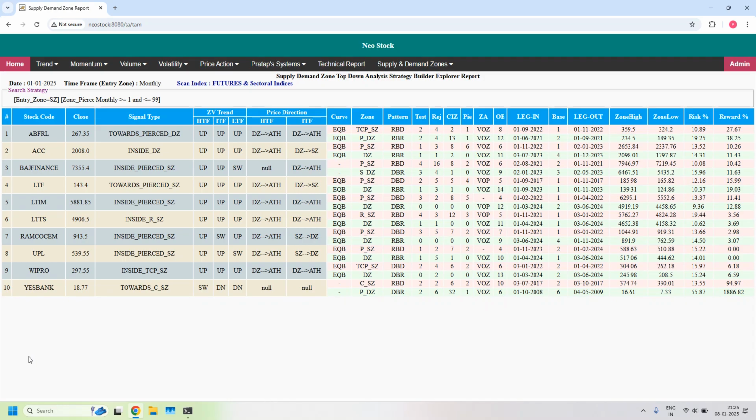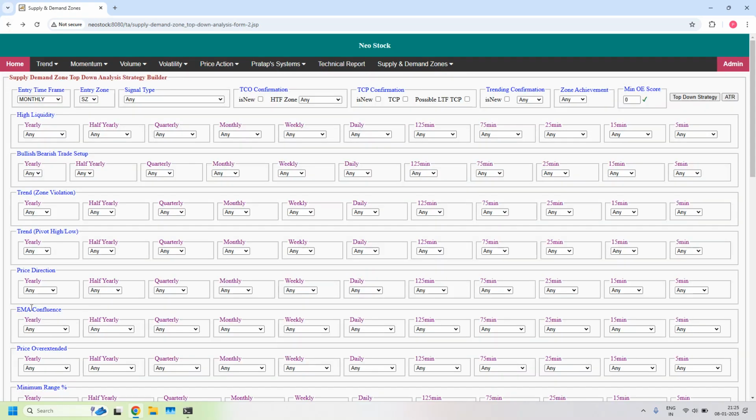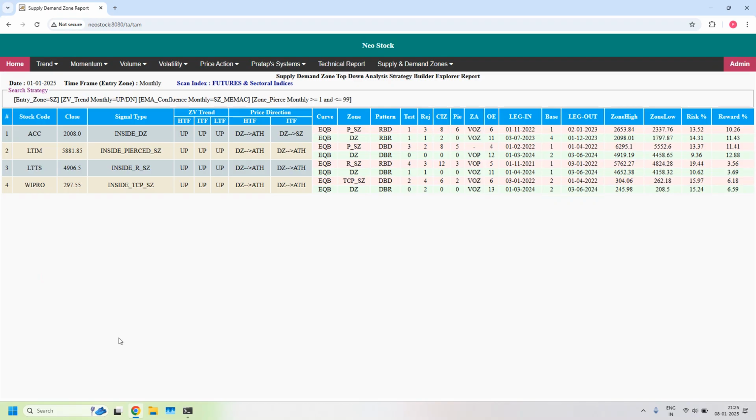Okay, out of these 10, are any of these pierced zones having EMA Confluence? Let's verify. In the EMA Confluence at monthly time frame, monthly supply zone having monthly EMA Confluence, trend on monthly time frame should not be sideways, it can be up or down. We have 4 stocks. These 4 monthly pierced supply zones are having EMA Confluence. Okay, this is about monthly pierced zones.